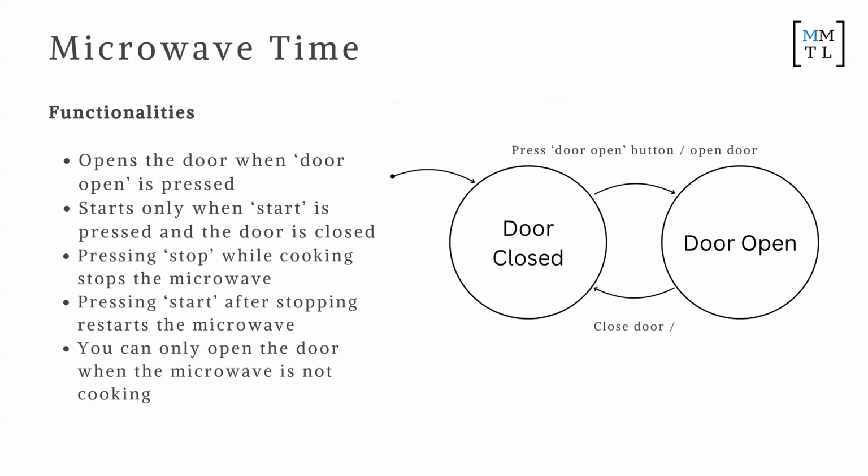So now I want you to try and create a state diagram that has the following functionalities. Work in your teams to draw one out, either on a piece of paper or at your tables, with the following functionalities for a microwave. And I've gotten it started for you on the right there.